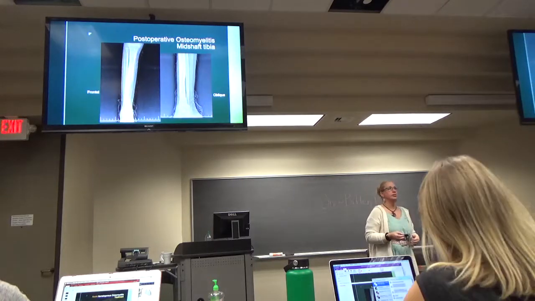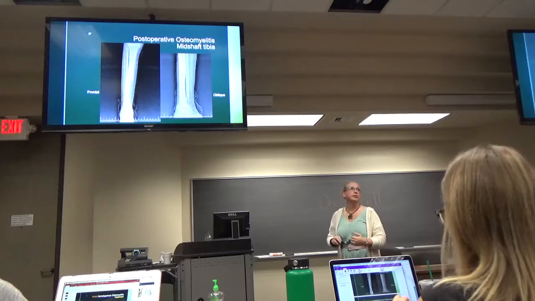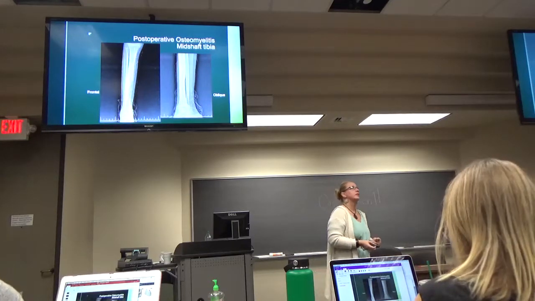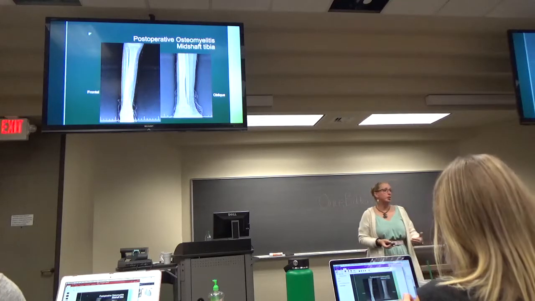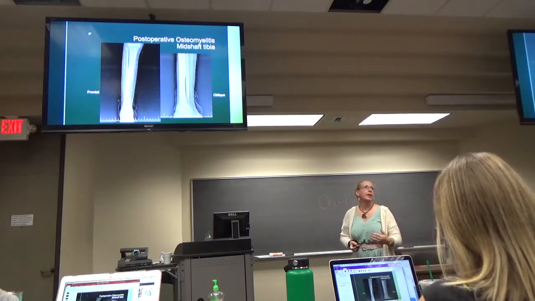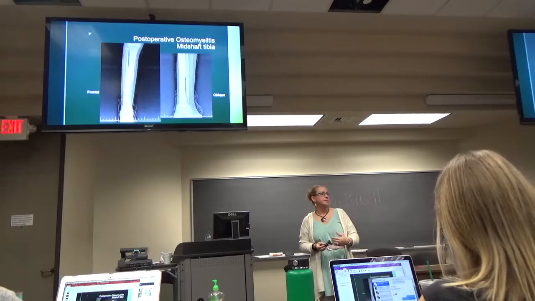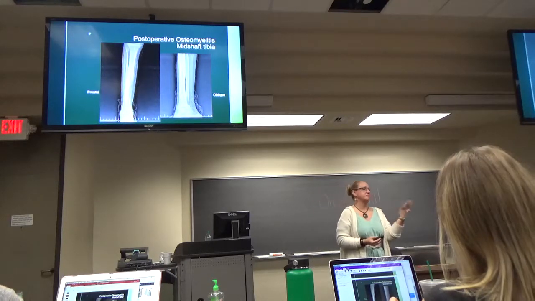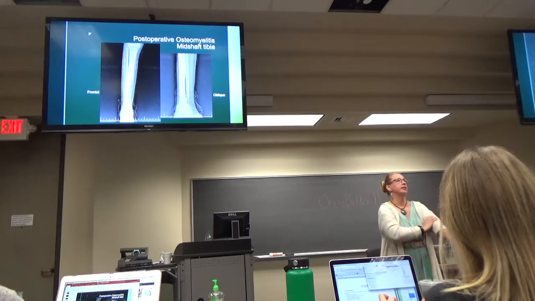Here's another picture. So you've got a frontal view and an oblique view of a post-operative osteomyelitis. It's not ever going to go back to normal, but it's not going to continue to progress. Yes? Are they at increased risk for fractures? Absolutely, yeah, because it's obviously affecting the bone stability there.